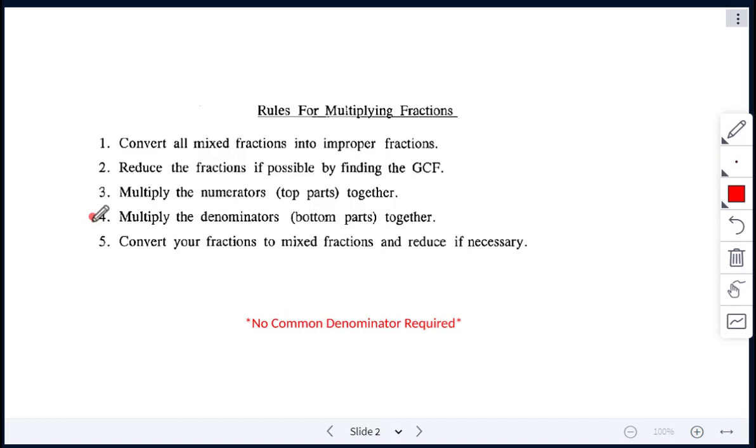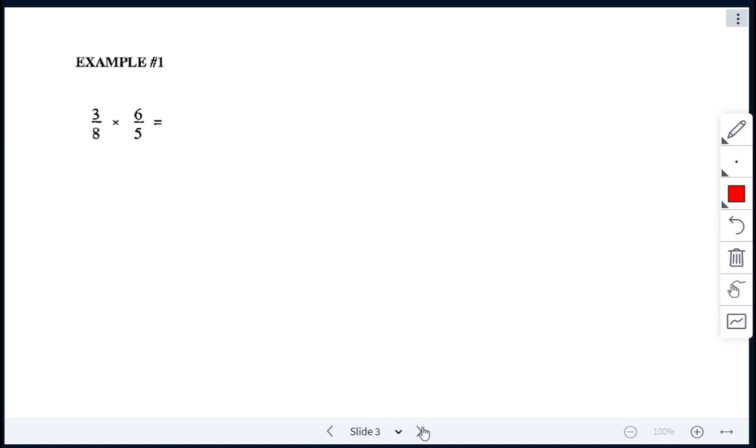And then the last step is convert your fractions back to mixed fractions if necessary. And if you have to do any more reducing, then make sure you do reduce to put your fractions into lowest terms. So let's take a look at our first example here. So I'm going to show the two methods of working with these fractions.